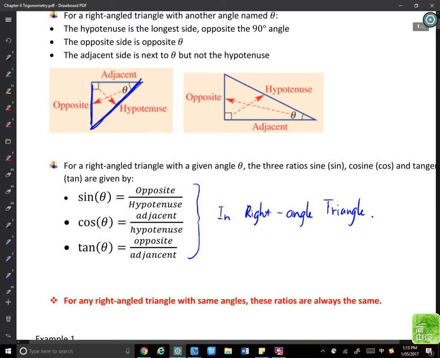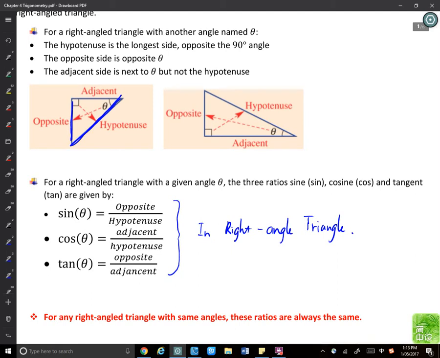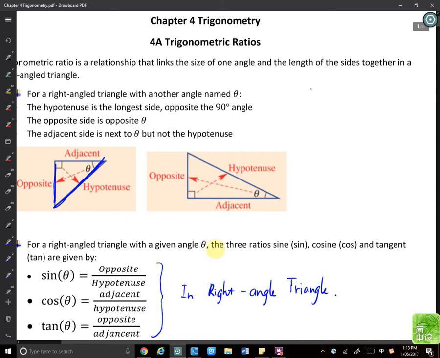For the same angle, for example sine 50, that's a particular value, because the ratio of opposite over hypotenuse will always be the same. Doesn't matter what triangle you really have. For example, we have a triangle like that, and we have a bigger one. Let's say that's 45 degrees and that is also 45 degrees. Let's say this triangle is a right angle triangle.